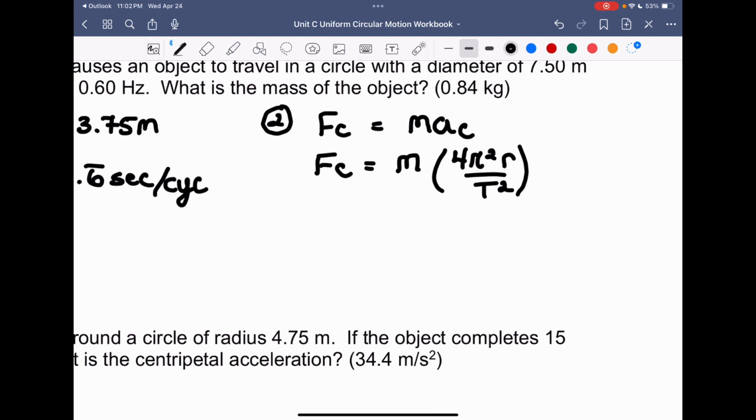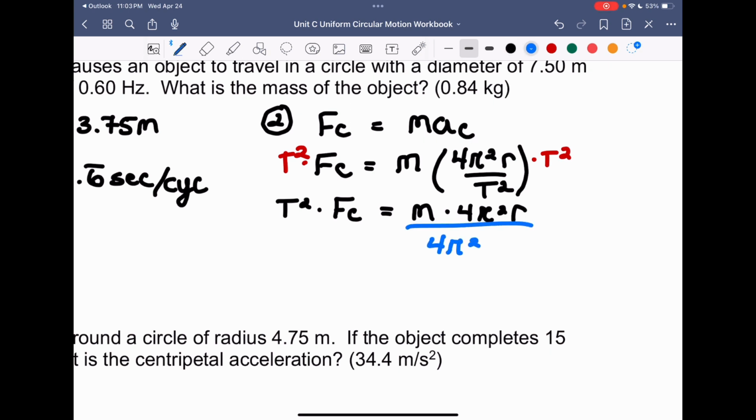So what you could simply do is just divide away this entire term here, or what you could do is multiply and divide. So I'm probably going to do the multiply and divide piece, which would mean I multiply T squared up first and foremost to both sides. This is going to give me that T squared multiplied by Fc is equal to m times 4 pi squared r. And then for my last step before I start plugging in numbers, I'm going to divide both sides by the 4 pi squared r.